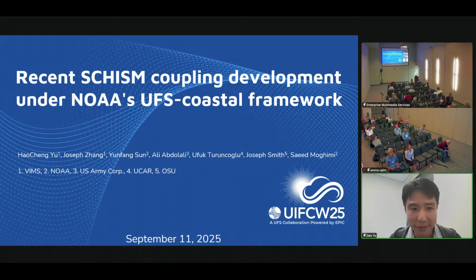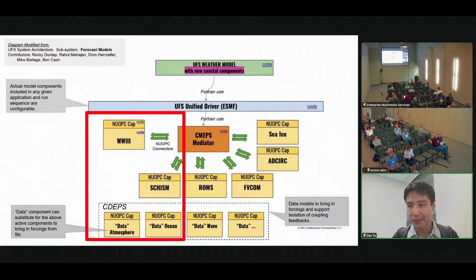Good afternoon, everyone. My name is Dan, and today I'm going to talk about the recent SCHISM coupling development in the UFS Coastal framework. First of all, this is teamwork. I would like to thank all the team cooperators here, and thanks for all the help to make this happen. I have some slides similar to Yunfeng and Joseph's, so I will just quickly go through.